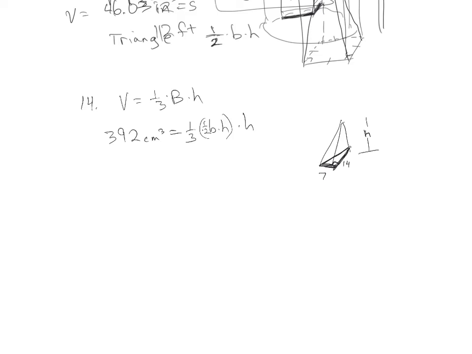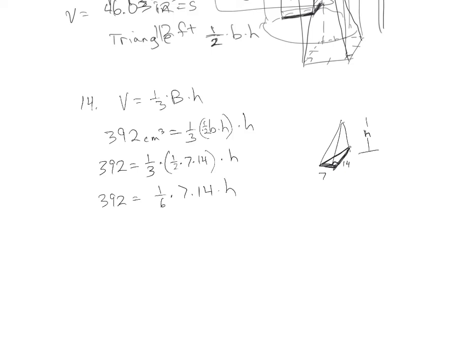All right, so let's fill in a few things. 392 is the volume. 1/3 of the area of the base. The area of the base is 1/2 times the base of the triangle, 7, times the height of the base triangle, 14. And I don't know the height of the pyramid. So now I have all the pieces substituted in, and now I just figure it out. Since everything is multiplication, I don't need these parentheses, so I'm going to rewrite it again. 1/3 times 1/2 is 1/6.